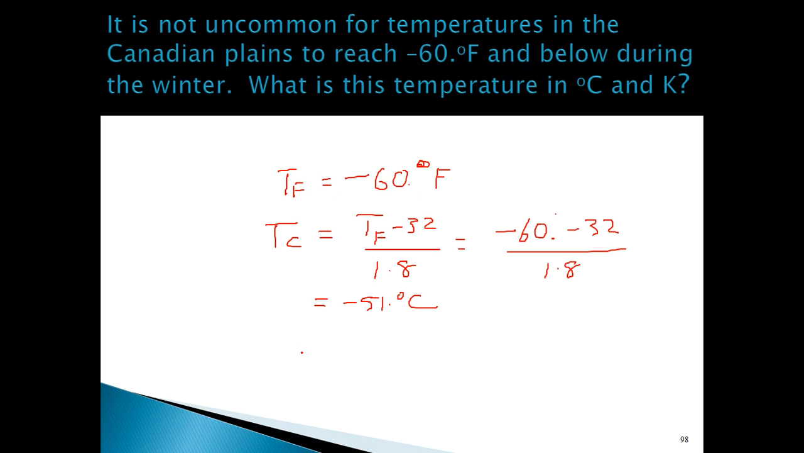All right. Now for converting from the same value to Kelvin, I could simply use this value here and add 273 to it, and that will give you the corresponding value in Kelvin. So temperature in Kelvin is equal to temperature in Celsius plus 273, and that will be equal to minus 51 plus 273, and I got 222 Kelvin. And that's how I would do that.